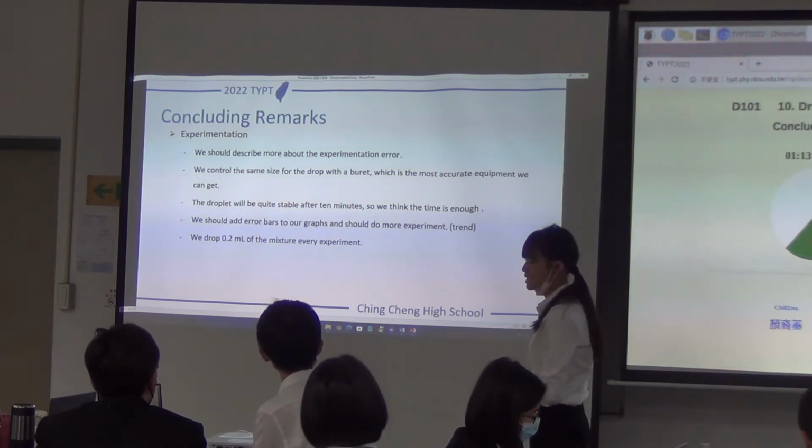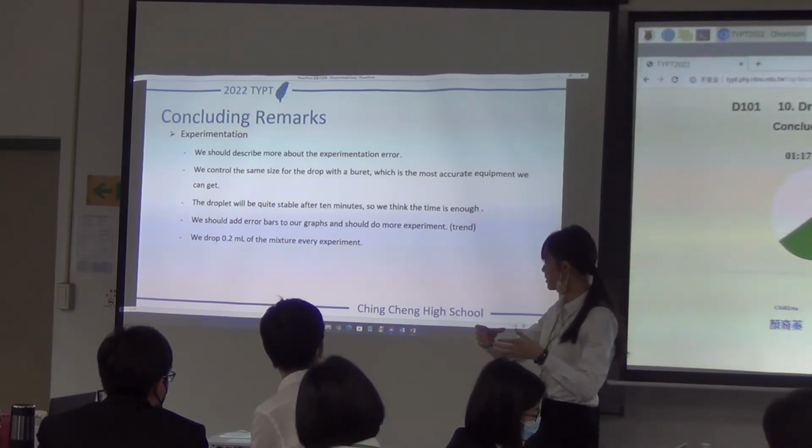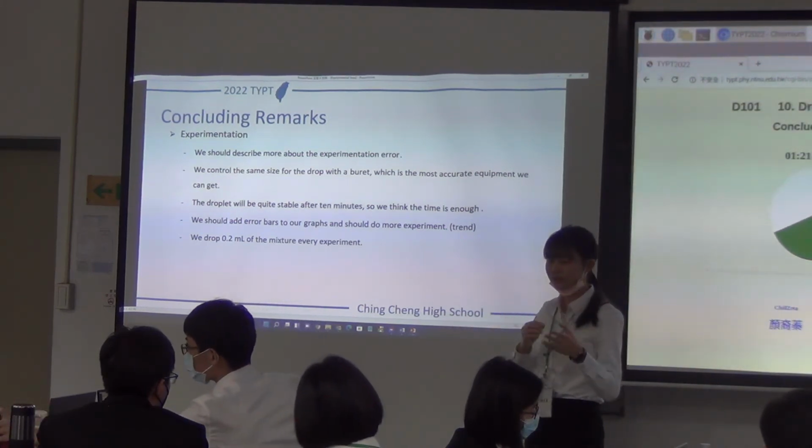The droplet will be quite stable after 10 minutes. So we think the time is enough. We actually did the experiment that records 30 minutes of the droplets, and we found out that after 10 minutes, the droplet didn't move at all.